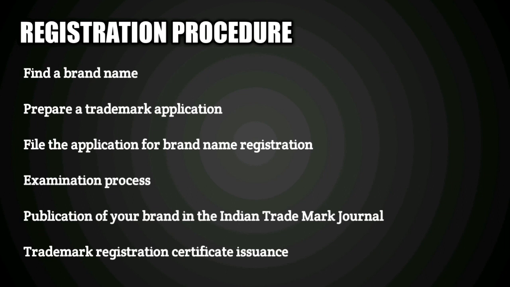The first thing is that you will have to search for a brand name. Then you will need to prepare a trademark application. Then you will have to file the application for the brand name registration. After this, the examining process of the brand name application will begin. The next step will be publication of your brand in the Indian Trademark Journal. Once you complete all these steps, you will get a trademark registration certificate.